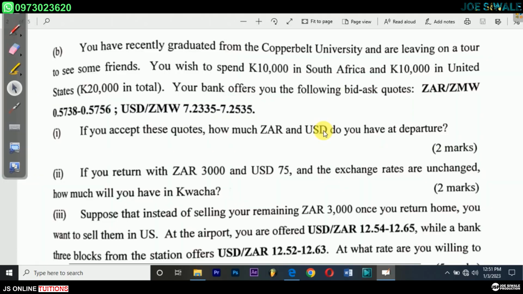Loma numero 2 reads, if you return with 3,000 South African rand and 75 US dollars and the exchange rates are unchanged, how much will you have in kwacha? So how much are we going to have in Zambian kwacha? For us to answer Loma numero 2, we are going to use the bid price, since the bank is going to purchase foreign currency, so we are going to use our bid price or the bid quotes. So let us answer that question.